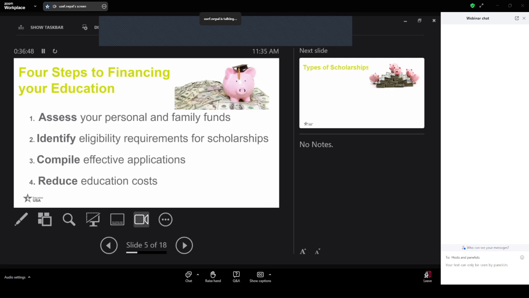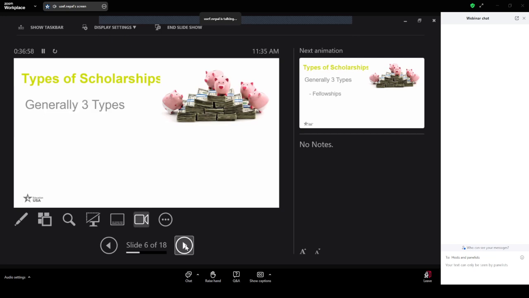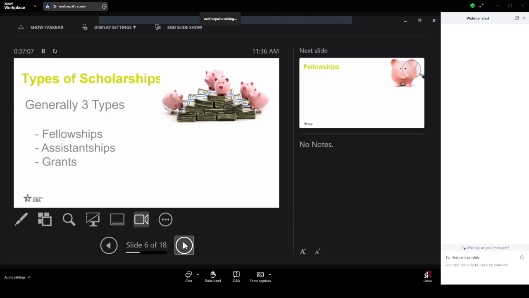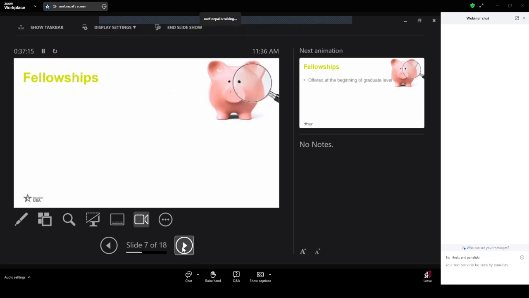Okay. So there are also some ways that you can reduce educational cost, and we'll talk about that again in a different slide. Okay, so earlier I said that I'll talk about the 3 kinds of scholarships that you can get. So one is the fellowship, the other is the assistantship, and the next one is the grant. Okay, so we'll talk about all of these in detail. So the fellowship is something like an honor that you get because you are a really strong student, so that is why the college is going to provide you with this fellowship.